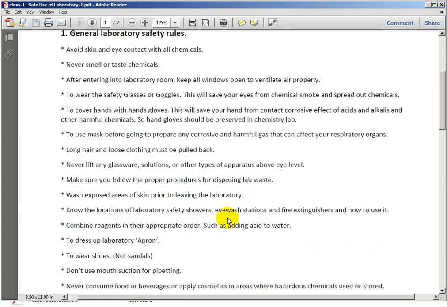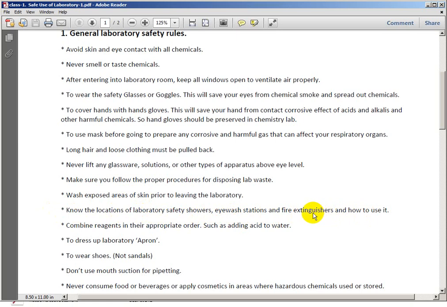After finishing your task and before leaving the laboratory, you must wash your exposed areas like your hands, mouth, and face. Know the location of the laboratory safety shower, eye wash station and fire extinguisher, and how to use them.